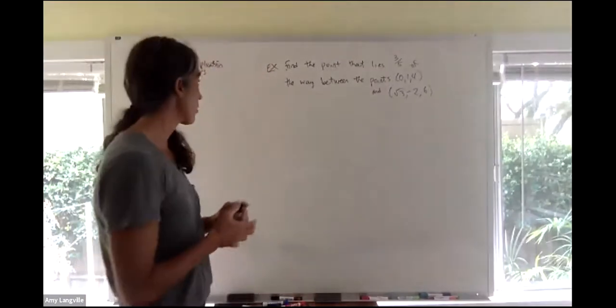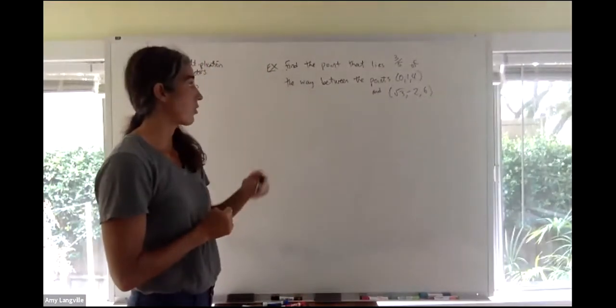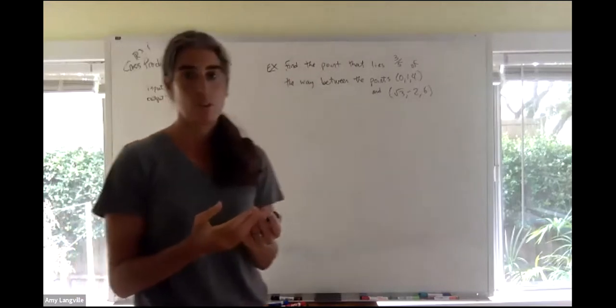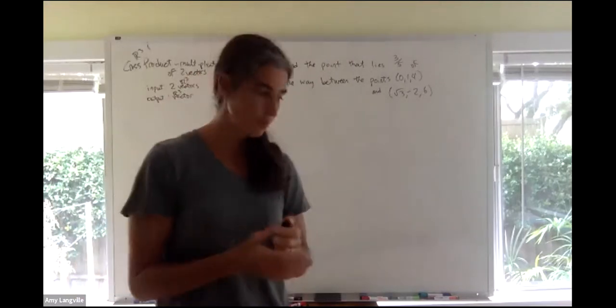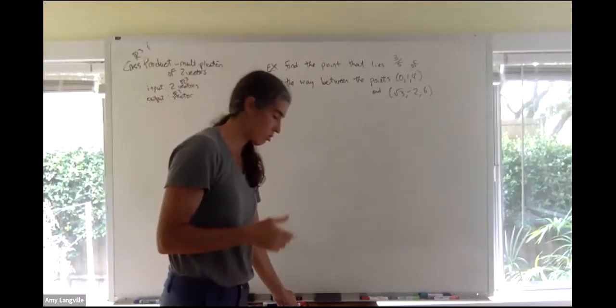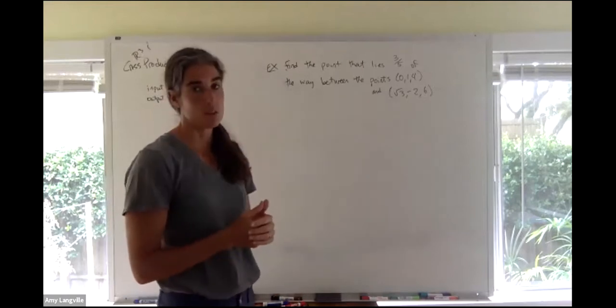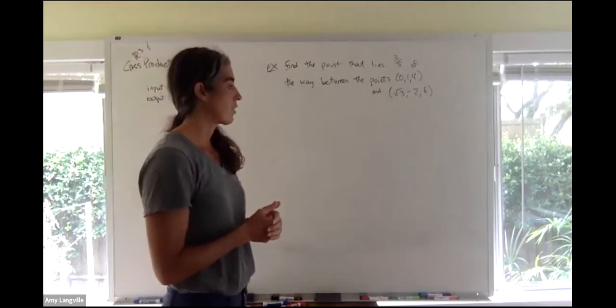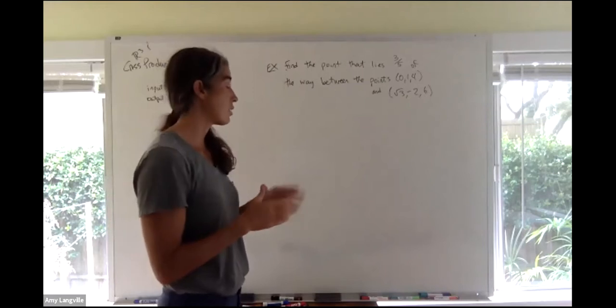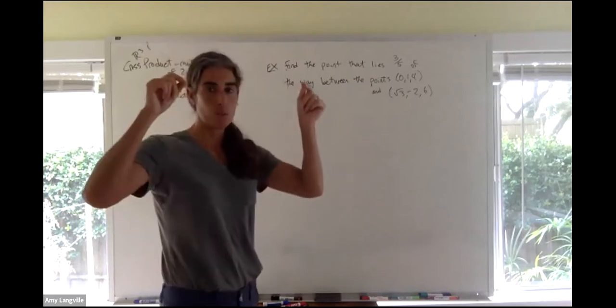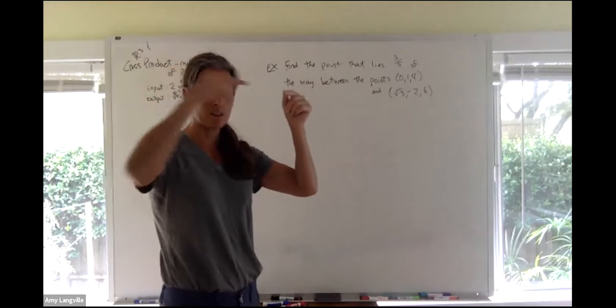Okay, so find the point that lies 3/5 of the way between these 2 points. What does this have to do with vectors? Well, let's see about visualizing this. You can plot this in your desktop coordinate system. Make sure you can visualize these points. There are 2 points in space, and you can think about a vector connecting them.